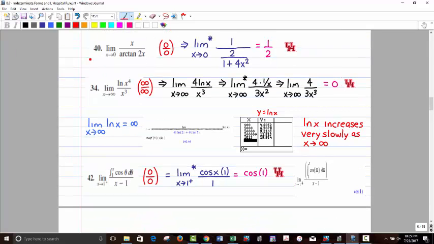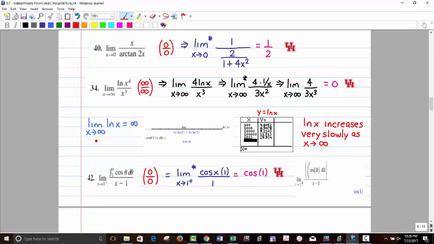Here's limit as x goes to infinity of ln of x to the 4th over x cubed. I bring the 4 down. So that's definitely infinity over infinity. So it's 4 ln of x over x cubed, still infinity over infinity. And then one more L'Hopital's rule will give you 4 times 1 over x over 3x squared. You drop the x down. Now you can clearly say it's 0.